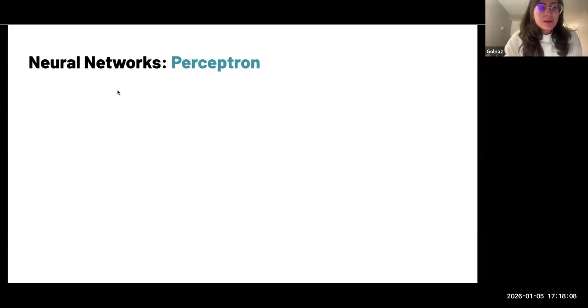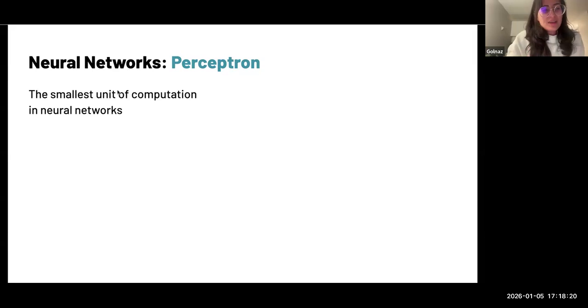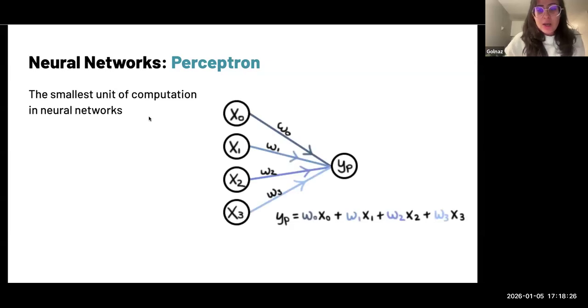So I want to start with the building blocks of neural networks. The first building block of a neural network is called a perceptron. You can think of it as the smallest unit of computation in neural networks. How a perceptron works is that you have your input data. Here your input data is shown as x0 to x3. And these could be the features that you've collected about your problem.